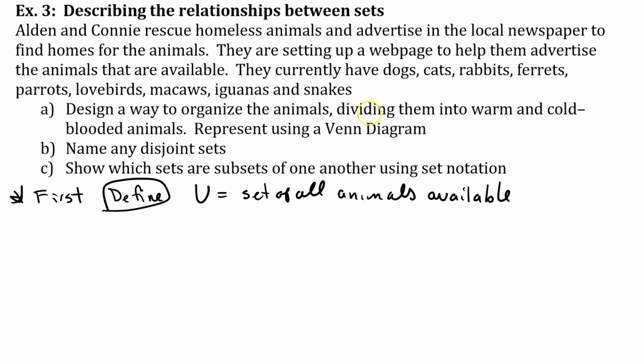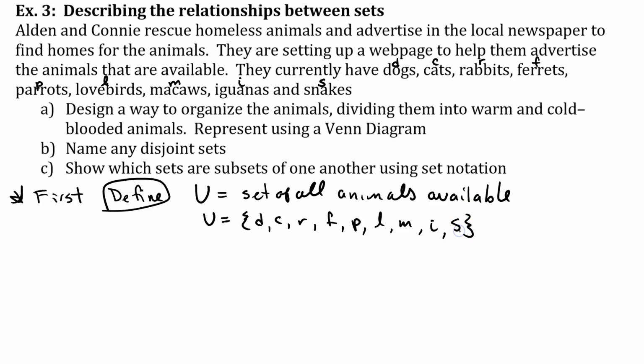And then we need to divide them into warm and cold-blooded animals. So what I'm going to use is I'm going to say dogs is little d, cats is little c, rabbits are little r, ferrets are little f, parrots are little p, lovebirds are little l, macaws are little m, iguanas are little i, and snakes are little s. So another way that we can define the universal set is dogs, cats, rabbits, ferrets, parrots, lovebirds, macaws, iguanas, and snakes.